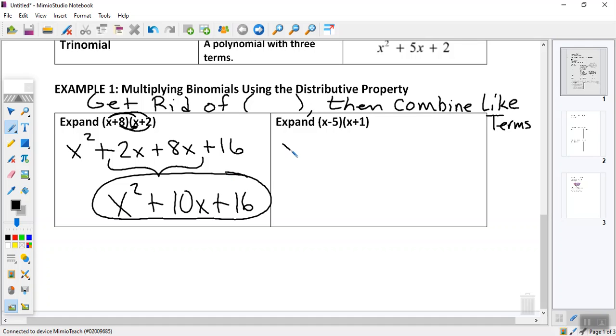X to the second. X to the second. Let's do the outside, which would be what times what? X times 1. So plus or minus 1x. Okay, let's do the insides. What are the insides, guys? -5, the inside, these two inside parts. -5 times x would be minus 5x, wouldn't it, kids? Okay, and then the last part in each one. -5 times positive 1.